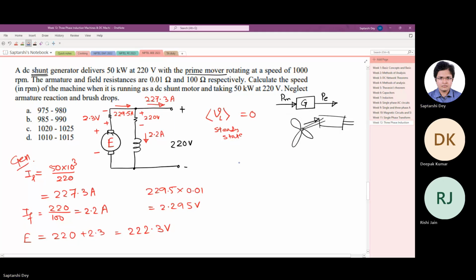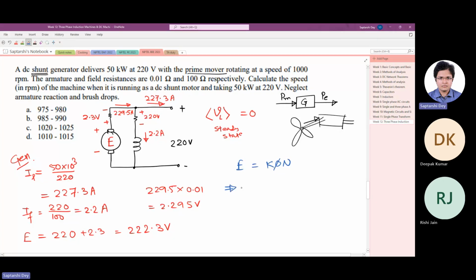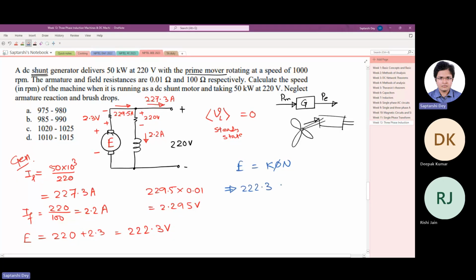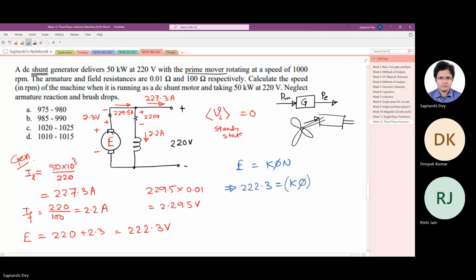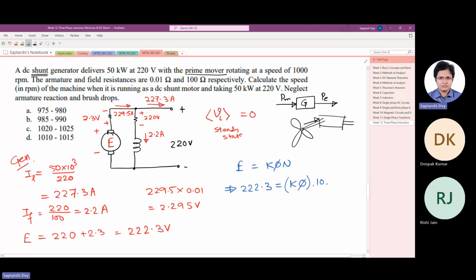If E is K phi N, then 222.3 is K phi times N. This K phi is the motor constant, because it's a shunt motor and we are not having any control on the field current. So the field current remains constant, so the flux remains constant. So K phi is a constant times N, and N is 1000 RPM.